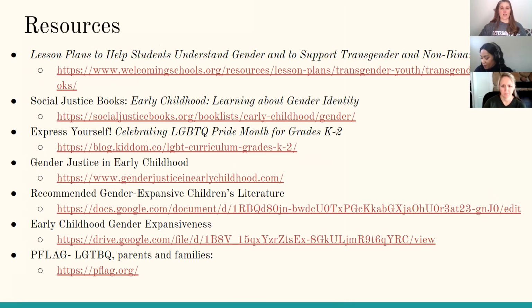So again, here are some nice book lists, some lesson plans, some articles that really exemplify teaching gender in early childhood and ways that we can approach it in child-friendly language and using child-friendly materials. Books are just a wonderful way to facilitate these conversations in the early childhood classroom.